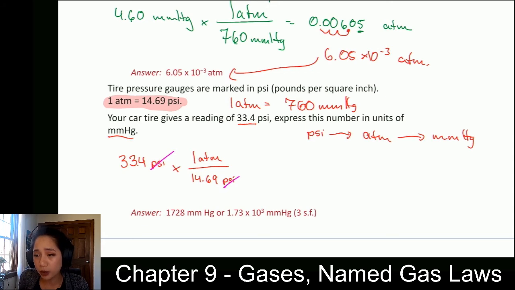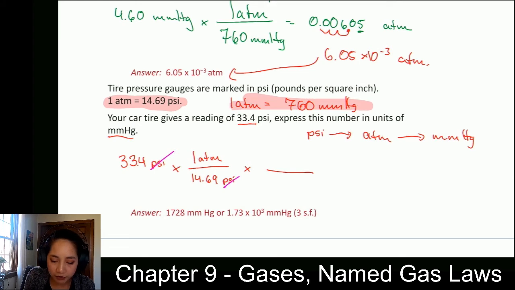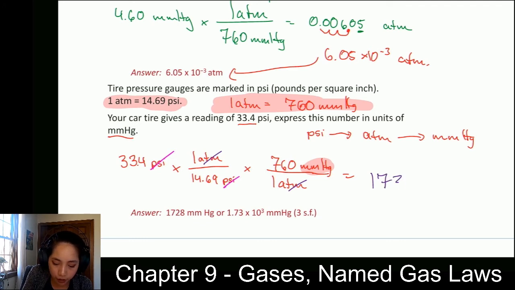So now if you inspect the units, PSI cancels. If we stopped right here, we would just get the unit of ATM. So we don't want to stop here. Our goal is to get to the unit of millimeters of mercury. So we'll have to do one more step, but thankfully we have that conversion here. 1 ATM is 760 millimeters of mercury, so I'm going to put 1 ATM on the bottom, 760 up top, and then you can see how all of the units cancel, ATM, ATM, and now we're just left with millimeters of mercury. So if you stick that into your calculator, you get 1,730 millimeters of mercury with 3 sig figs. And that's because our value that's given has 3 sig figs.